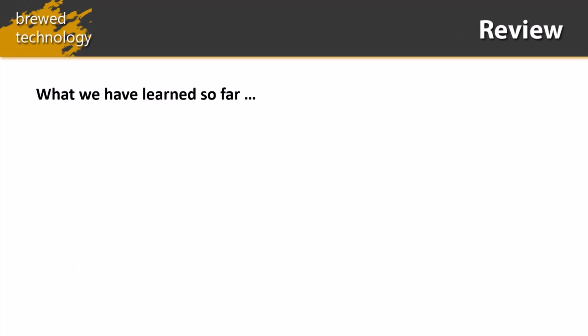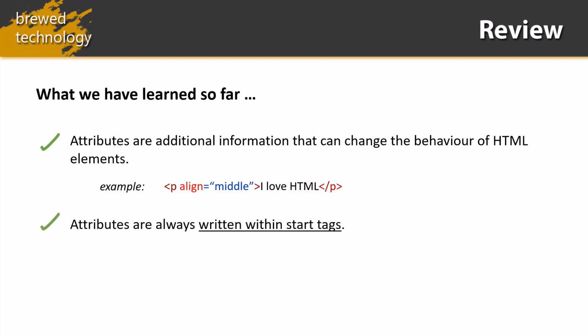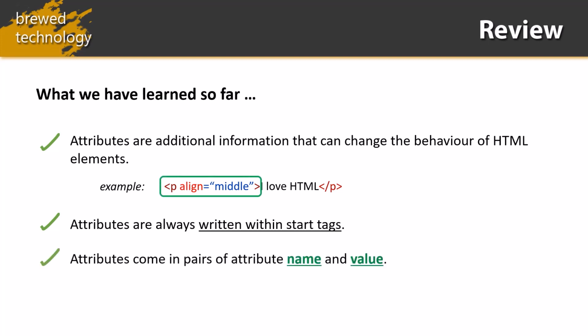Let us now review what we have learned from the previous example. We have learned that attributes are additional information that can change the behavior of HTML elements. Just as we did in the previous example where we added the align attribute with middle value in the paragraph element, the browser was given additional information to display the text in the middle position, instead of the default position, which is at the left. We have also learned that attributes are written within start tags. And we have learned that HTML attributes come in pairs of attribute name and value.